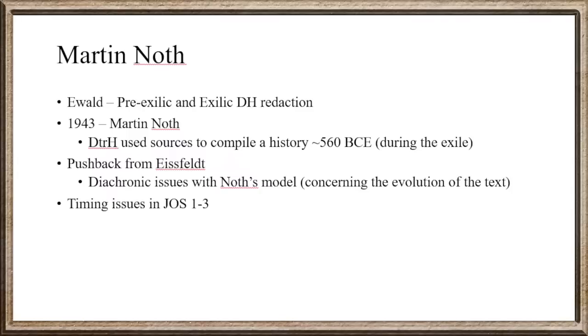This idea wouldn't be accepted immediately. It would gain more acceptance in the 50s, though. There was an initial pushback from people like Eissfeldt. His primary concern was that an evolution of the text, or a diachronic concern, could not be established because there were too many contradictions. How could a later author not account for these or edit these out? For example, the issue of timing in Joshua 1 through 3, and I know we're going to cover that today.